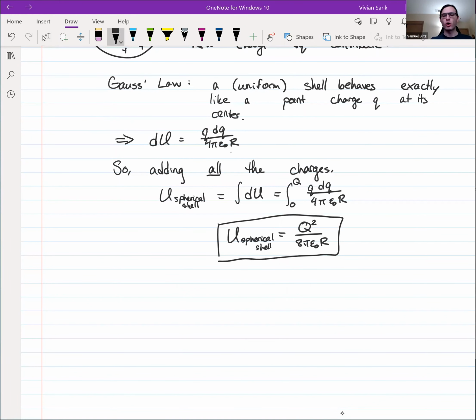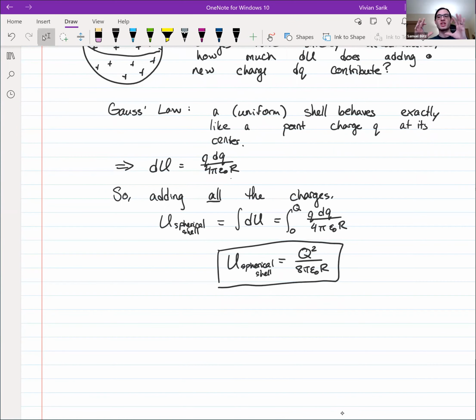By the way, note that this is always positive, and that's because for a charged sphere, you have a whole bunch of charges that are all the same sign close to each other. So it makes sense that it's positive. Right. Let's do the next example, which is going to be harder.